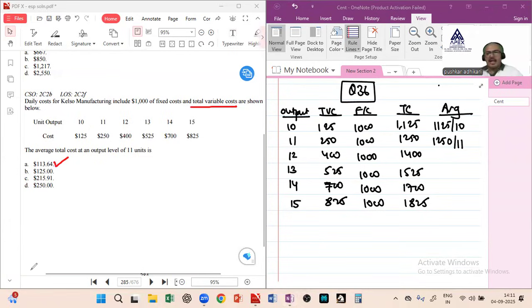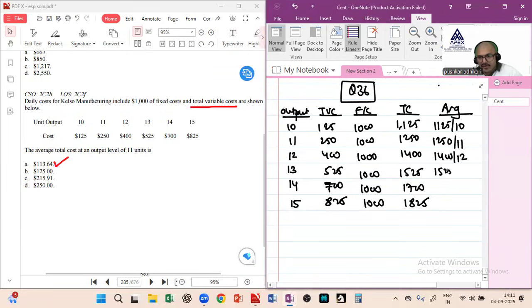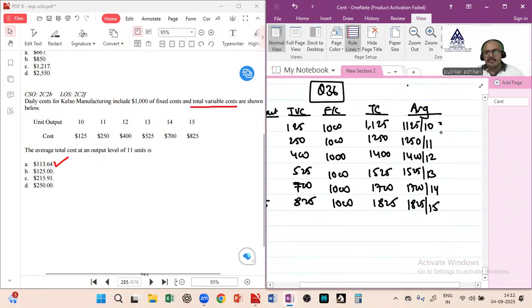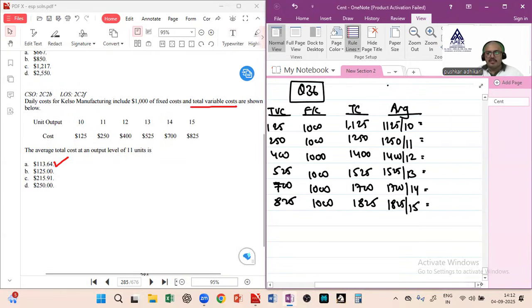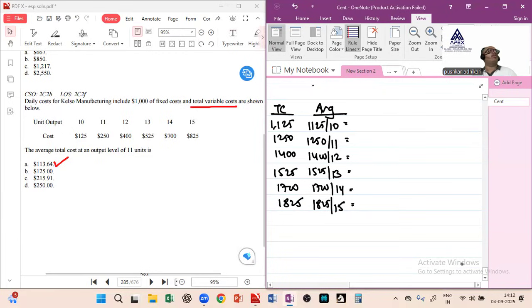Now, I am doing average for all. So for the 12th unit, it will be 1400 divided by 12. The 13th unit is 1525 divided by 13. 1700 is this, and for the 15th unit it is 1825 divided by 15. What did I achieve over here? See, you can do the calculation on the calculator. You don't need me for the calculator calculation. What did you get out of me? You got average.